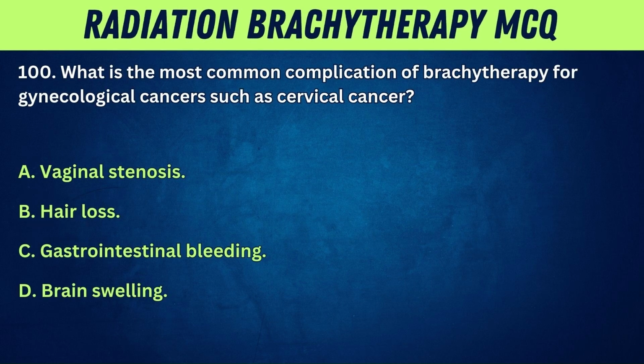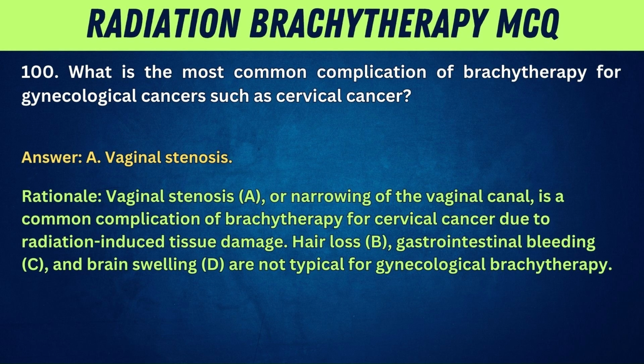100. What is the most common complication of brachytherapy for gynecological cancers, such as cervical cancer? A. Vaginal stenosis. B. Hair loss. C. Gastrointestinal bleeding. D. Brain swelling. Answer: A. Vaginal stenosis. Rationale: Vaginal stenosis (A), or narrowing of the vaginal canal, is a common complication of brachytherapy for cervical cancer due to radiation-induced tissue damage. Hair loss (B), gastrointestinal bleeding (C), and brain swelling (D) are not typical for gynecological brachytherapy.